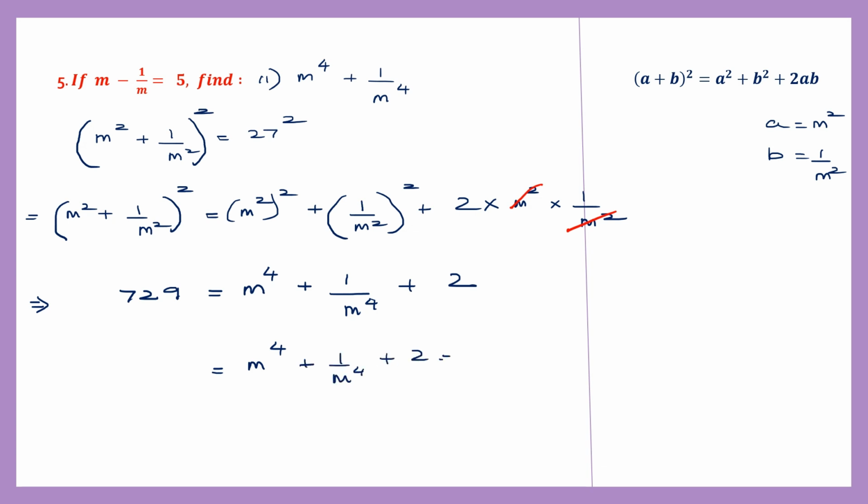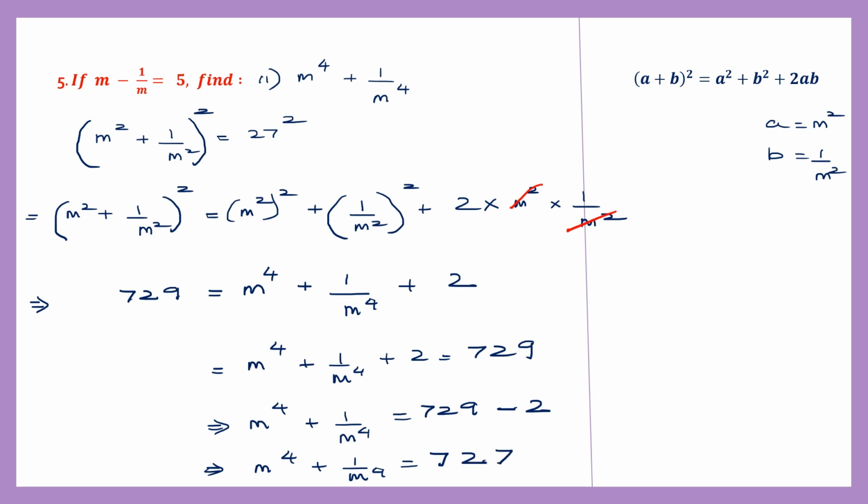Now we know this is equal to 729. Now we need to find only this. That is what our question says. So we're going to leave it here. m⁴ + 1/m⁴ is equal to 729 minus 2. So we have found the answer, m⁴ + 1/m⁴ is equal to 727. So this is our final answer.